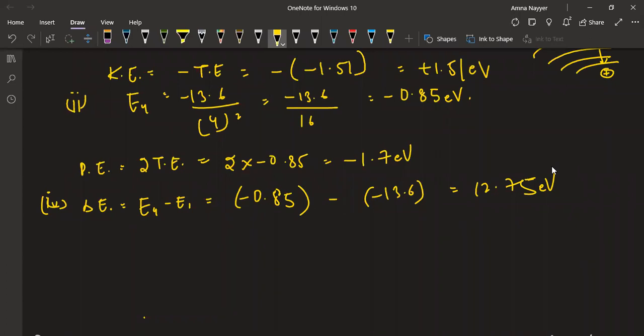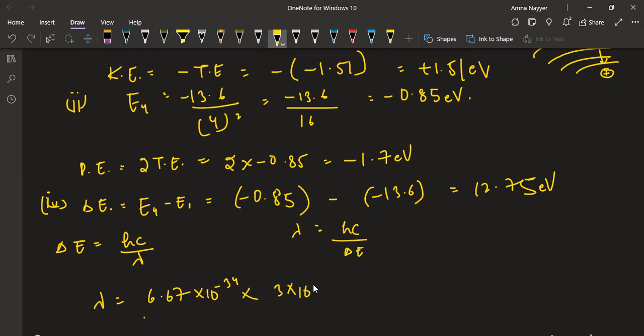So you have the energy with you. This whole energy is equal to hc by lambda. Delta E is equal to hc by lambda. So lambda will be hc by delta E. So lambda will be 6.67 into 10 to the power minus 34, speed of light 3 into 10 to the power 8.